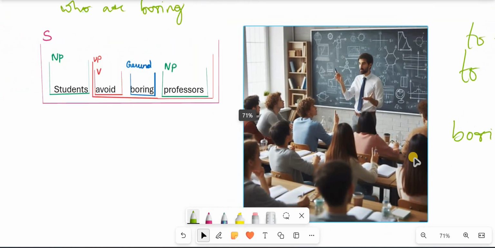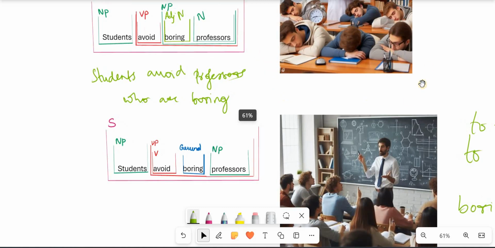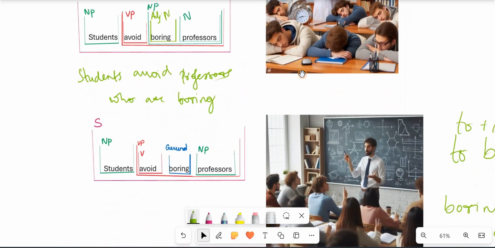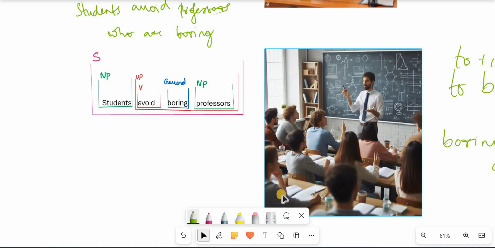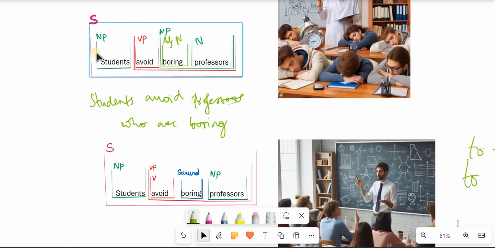In the first case, boring in boring professors was an adjective and noun which was used to modify the noun professors. Professors are boring. In the second case, it is the students who won't bore the professors, who would always ask inquisitive questions, and the students themselves won't bore the professors. That is the second case. So this is how the IC analysis is done in both cases.